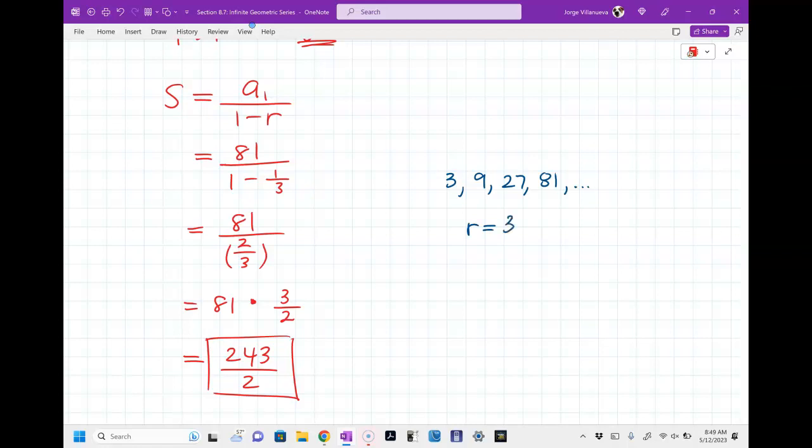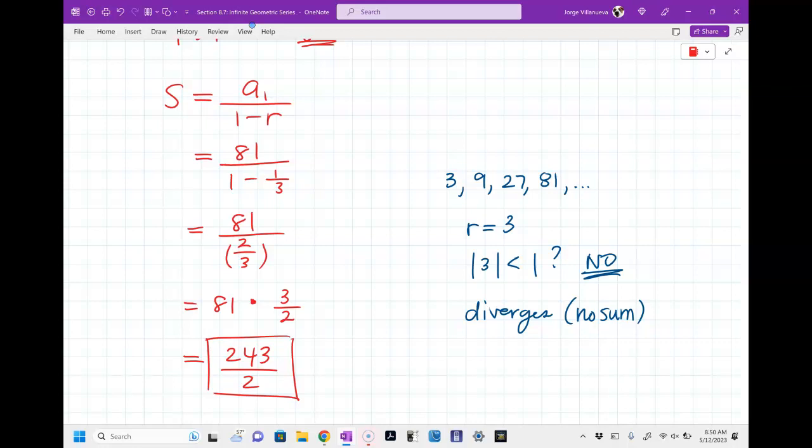And is 3, the absolute value of 3, less than 1? No. So then you say diverges. Like, no sum. I'm just going to put right here, no sum. So if the problem doesn't work, that's pretty much all the work you have to put into it. You're going to find R, and if you realize that R is not less than 1, then you're going to say, no, it doesn't work.